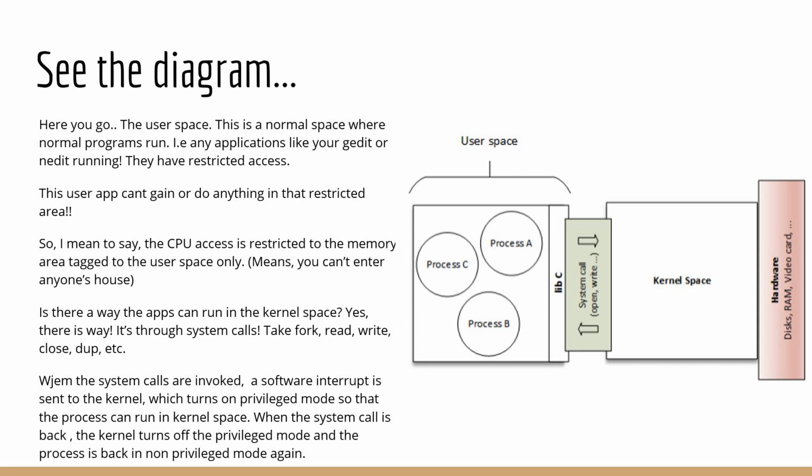Simple. This is the difference between the user space and the kernel space. Kernel space is privileged, user space is non-privileged. All your programs will run in the user space, and when you want to run the application in the kernel space, the only way to do it is to go ahead with system calls. The system calls will enable your applications to run there.